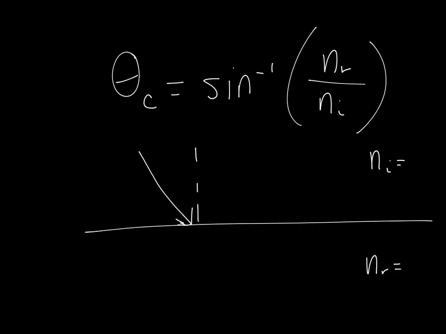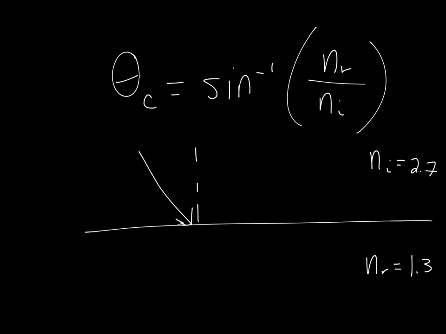Let's say that Ni is 2.7 and Nr is 1.3. And I have the formula, right? Nr over Ni. So if we're looking at this, we go from a material with a high index of refraction to a low index of refraction. When this decreases significantly, the refracted angle is going to increase significantly. So if I come in at a certain angle, I might get a refracted angle bigger than 90. That would cause total internal reflection.